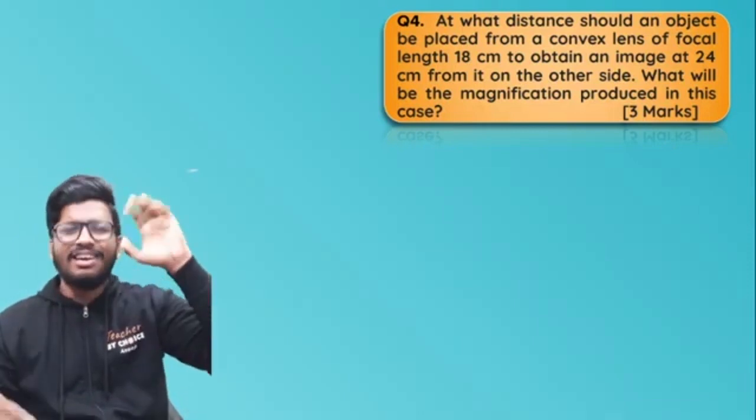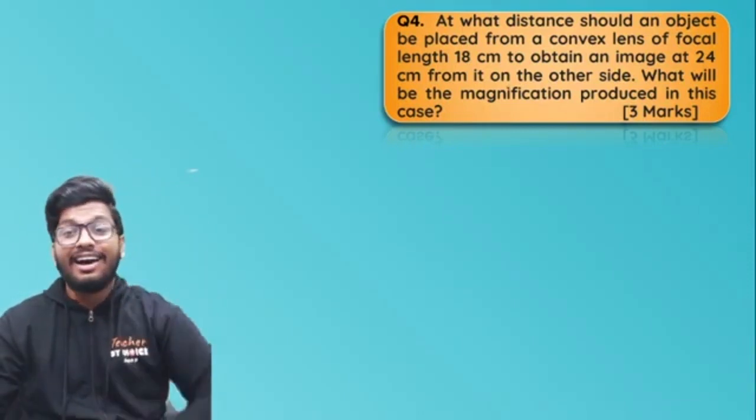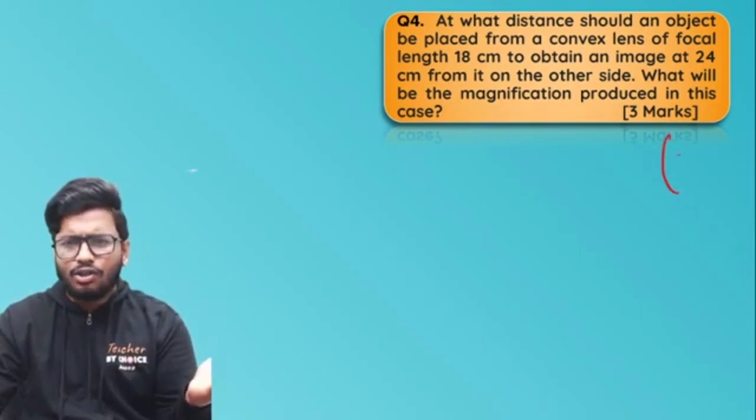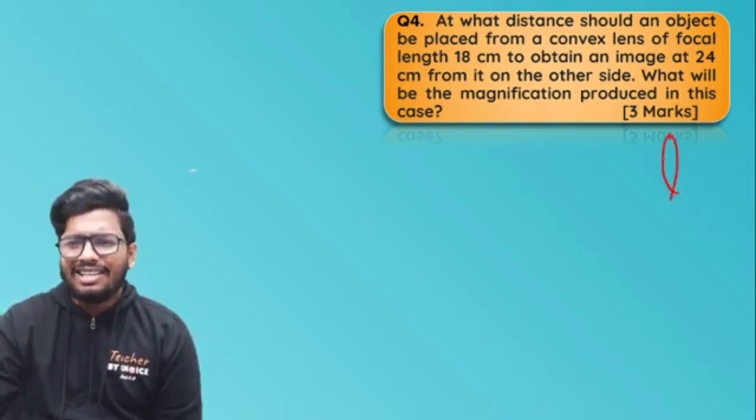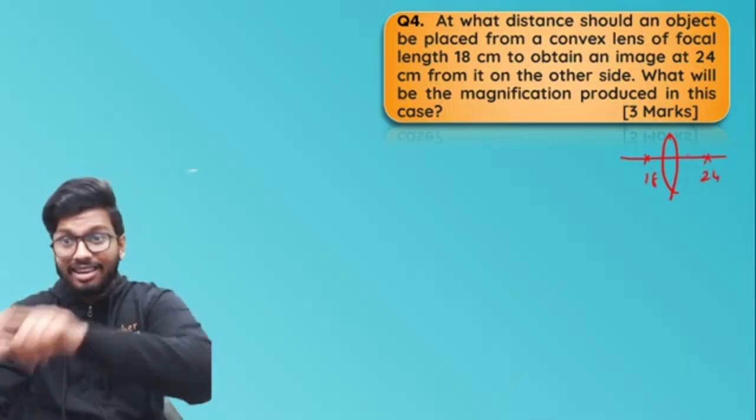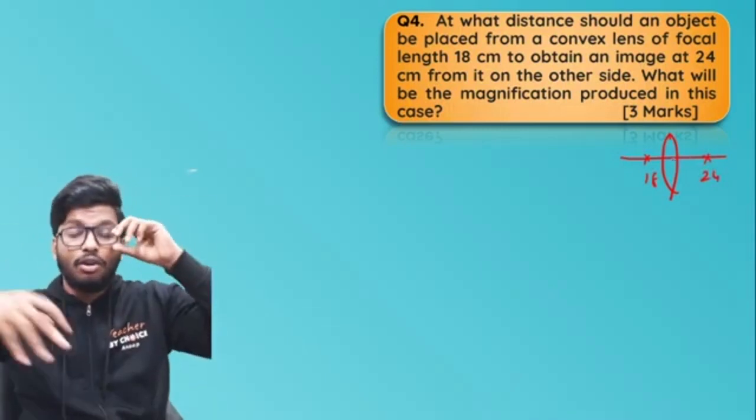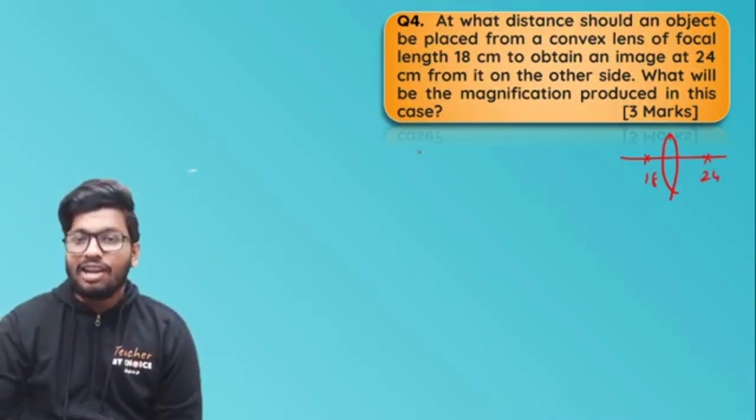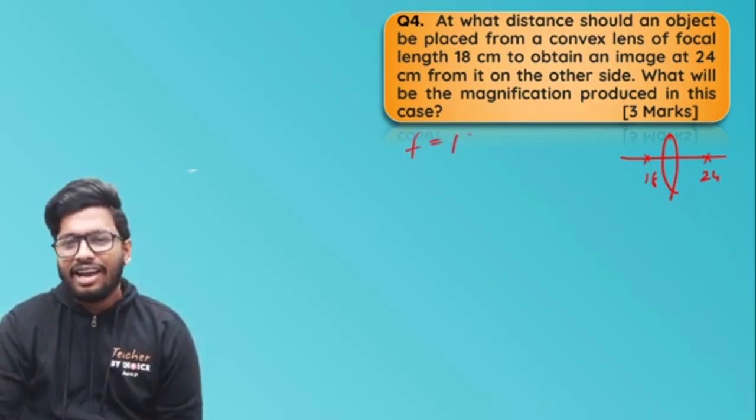It's a very simple question. You're supposed to find out what is the magnification. First of all, write down the given data. If you want, you can just draw a rough diagram as well. It's a convex lens, so this is what it will look like. So the focal length is given as 18 centimeter and the image distance is given as 24 centimeters on the other side. So it's a convex lens, so the image is going to be formed on the other side. So it's going to be plus 24. So write down the given data. F is equal to 18 centimeter and V is equal to 24 centimeter.